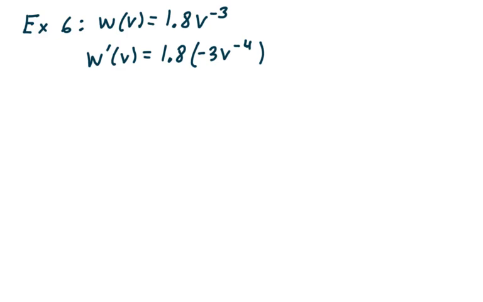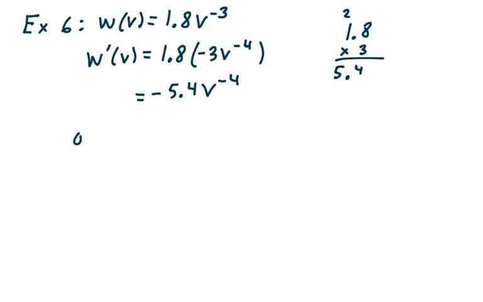But 1.8 times negative 3 is negative 5 point... well, I'm old school, so I'm going to take 1.8 and multiply by 3. So 3 times 8 is 24. I'm going to write down the 4, carry the 2. And then 3 times 1 plus 2 is 5. And so the correct answer should be 5.4. So this is negative 5.4 v to the negative 4.